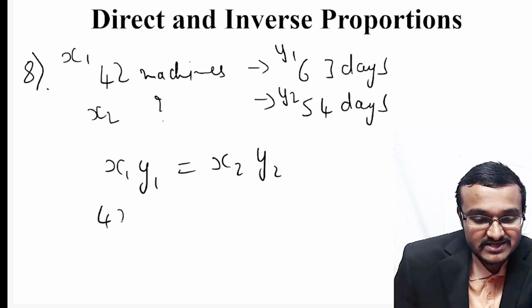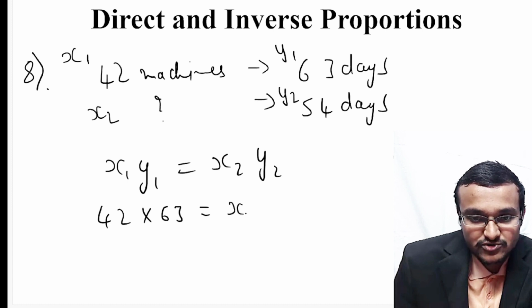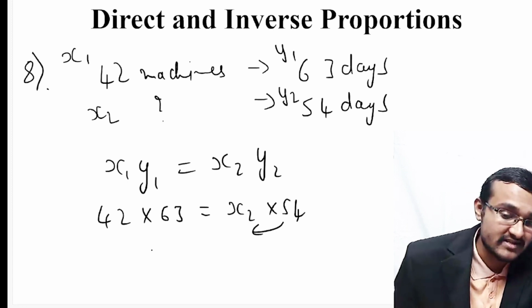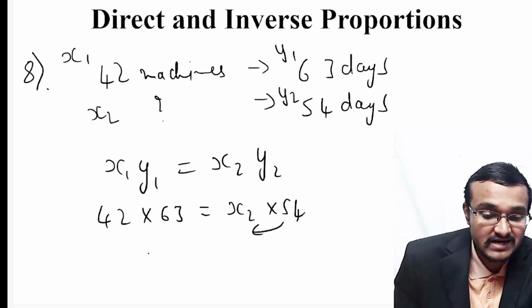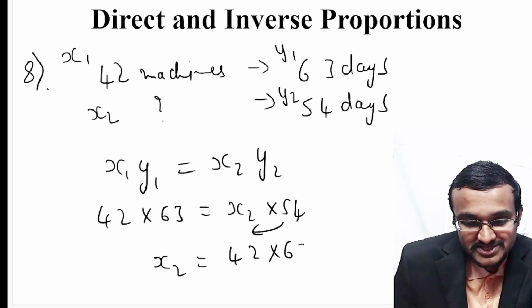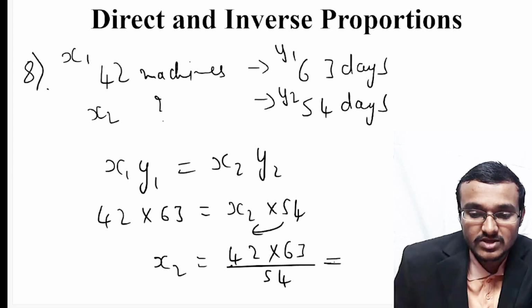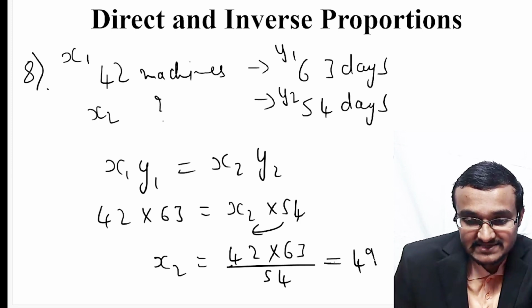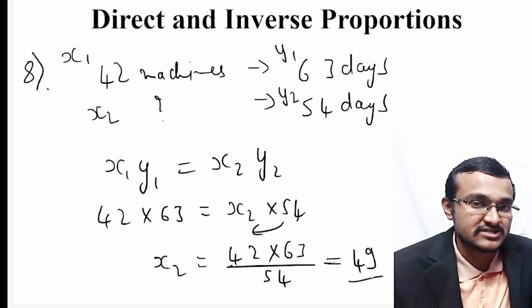So x1 is 42 machines into 63 days is equal to x2 into y2, which is 54 days. When you bring this 54 to the other side of the equality symbol, it will go to the denominator. So x2 will be equal to 42 into 63 divided by 54. Now you can solve this. When you solve this, you will get 49 as the answer. So 49 is the answer for this 8th question.